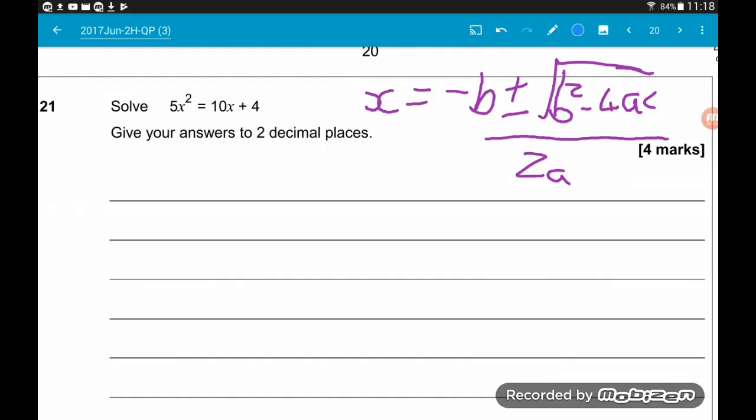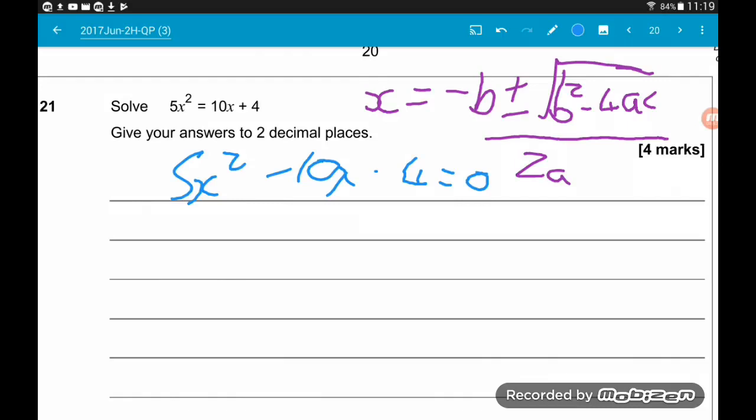Okay, so question 21, solve 5x squared equals 10x plus 4. So this is a quadratic equation. We know it's quadratic because we have an x squared term. To solve these, we first of all need everything to be on the same side together. So we're going to take away the 10x and take away the 4, and then we've got 5x squared minus 10x minus 4 equals 0.